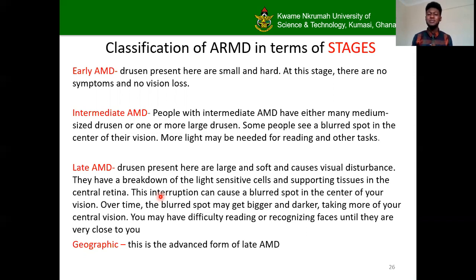Some people see a blurred spot in the center of their vision. More light may be needed for reading and other tasks. In late AMD, the drusen present here are large and soft and cause visual disturbance. They have a breakdown of the light sensitive cells and supporting tissues in the central retina. This interruption can cause a blurred spot in the center of your vision. Over time, the blurred spot will get bigger and darker, taking more of your central vision. You may have difficulty reading or recognizing faces until they are very close to you. And the geographic form is the advanced form of late AMD that makes it more serious.